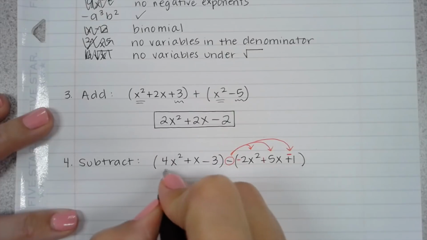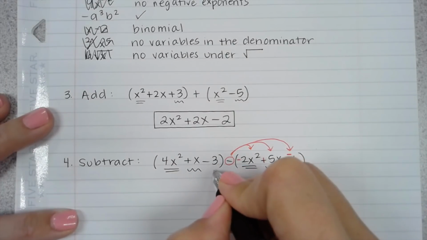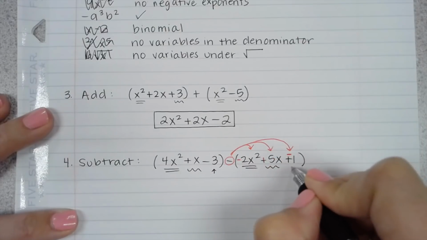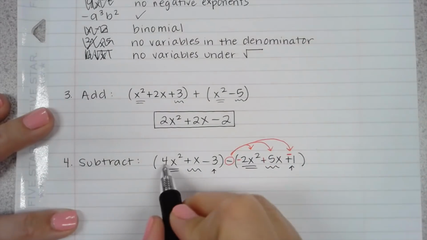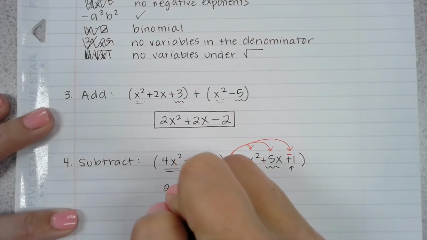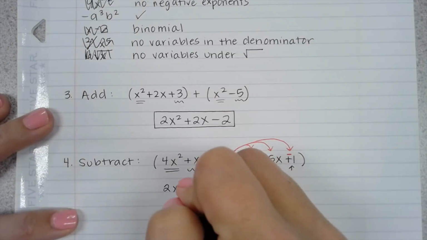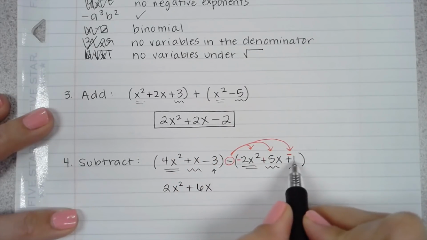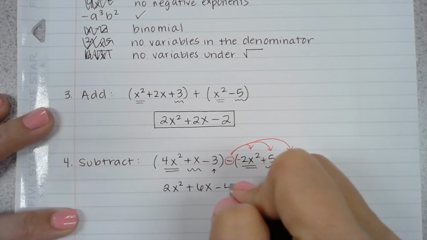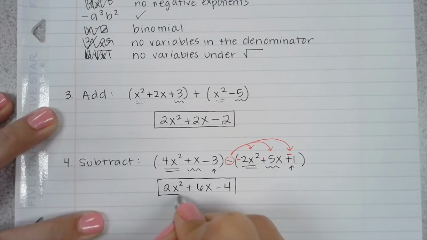When I combine like terms, these two go together, these two go together, and then I'll use a different symbol. Those two go together. So you're just going to match up the ones that match. 4x squared take away 2x squared is going to give me 2x squared. Positive 1x plus 5x is going to give me positive 6x. And then last but not least, negative 3 take away 1 is going to give me negative 4. And so that would be the answer for that question.